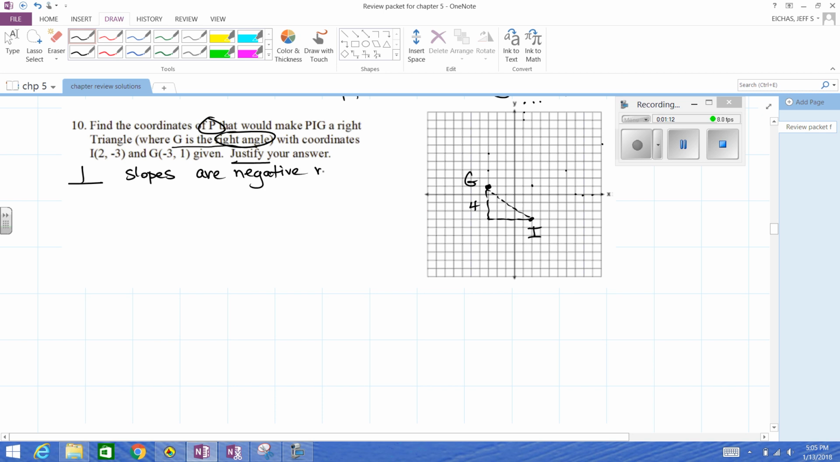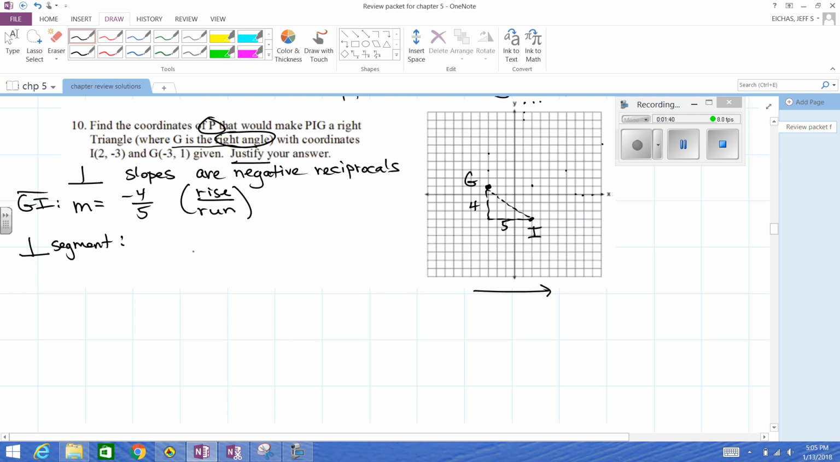All right. So we're going to calculate the slope that we have. That's GI. So the slope of GI is -4/5. The rise is 4, the run is 5, and as we move left to right, it's heading down. So that's what we've got to make sure we know. Now a perpendicular segment to form our right angle, we're going to need the slope to be positive 5/4.